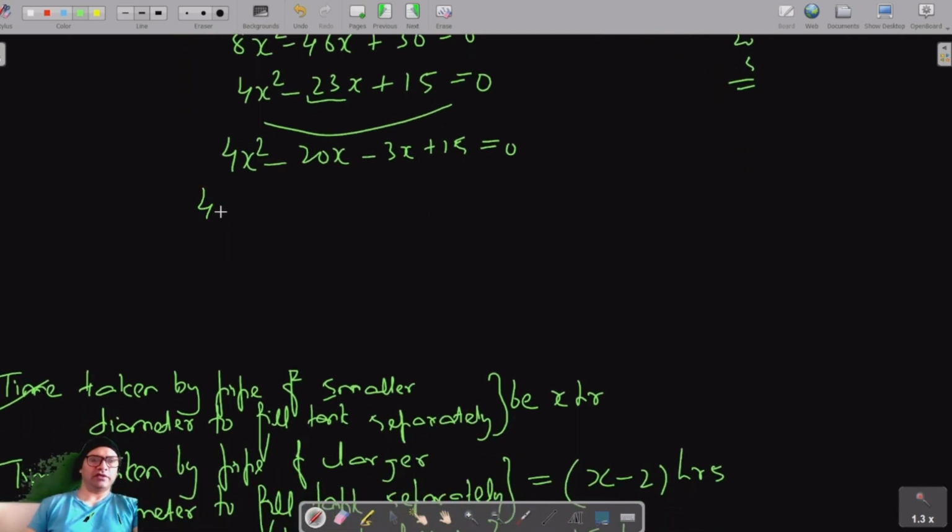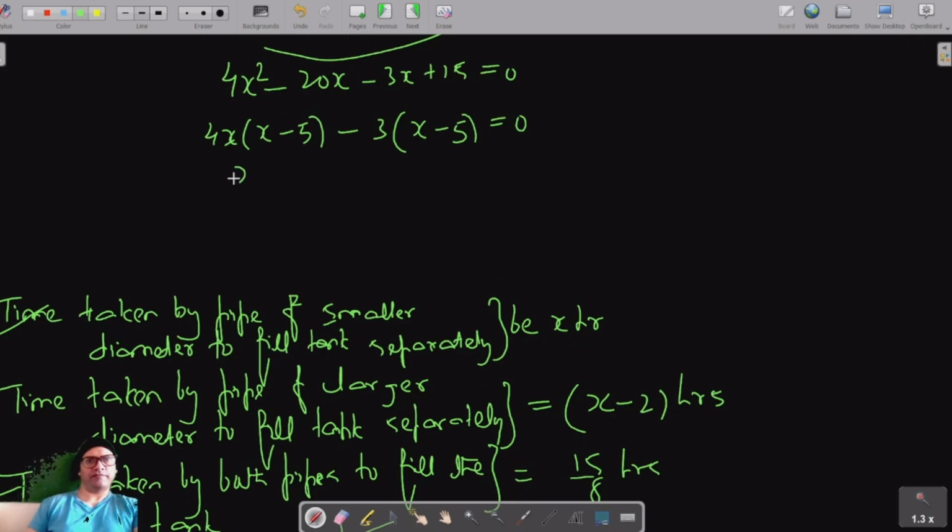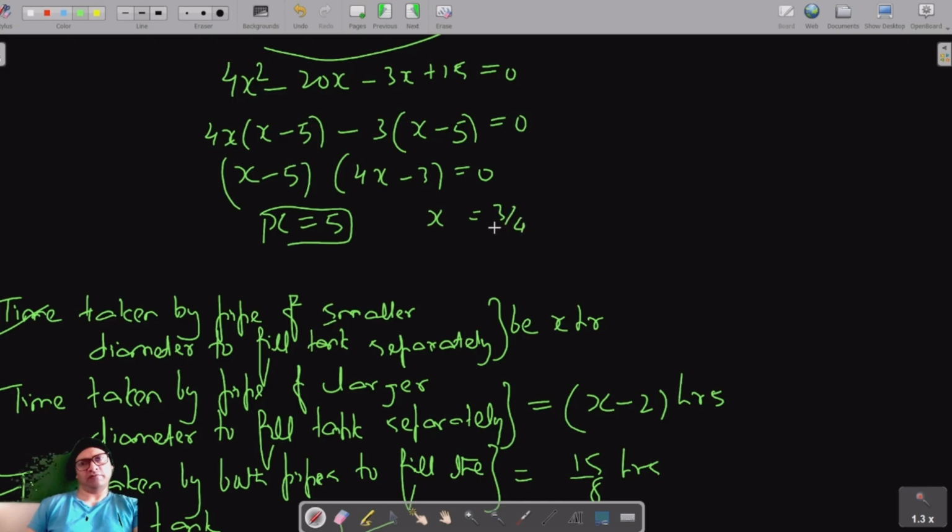And if I take 4x common here, which gives me x minus 5 minus 3 into x minus 5 is equal to 0. So x minus 5 is common, which gives us 4 minus. So either x is equal to 5 or x is equal to 3 by 4.